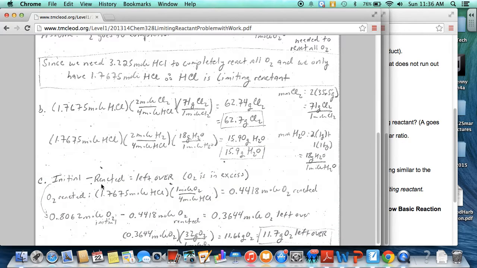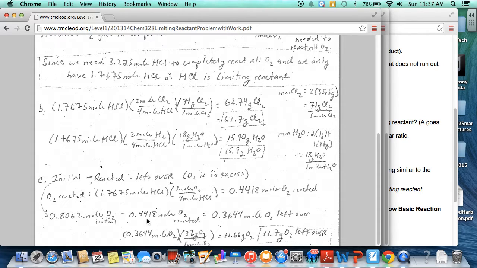Now the question is, how much reacted? Again, that's part of the chemical reaction, so we start off with the limiting reactant information. We have this many moles of HCl, and that's all being consumed. We want to know how much oxygen we reacted, so set up the molar ratio. You have 0.4418 moles of O2 reacted. So this is how much was consumed, this is how much we initially have, and so you have this many moles left over.